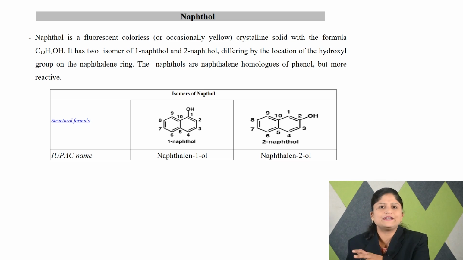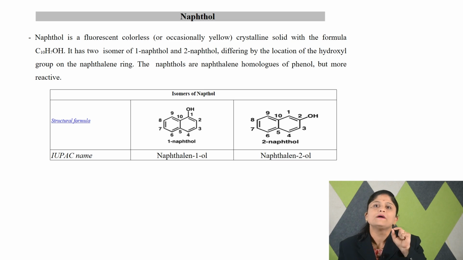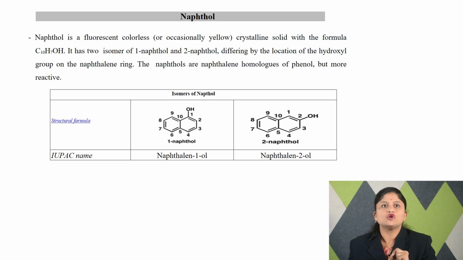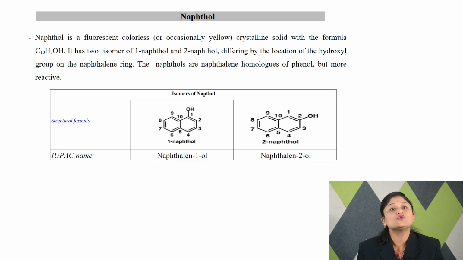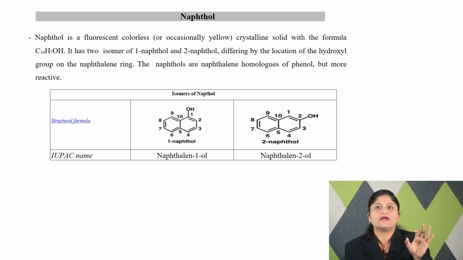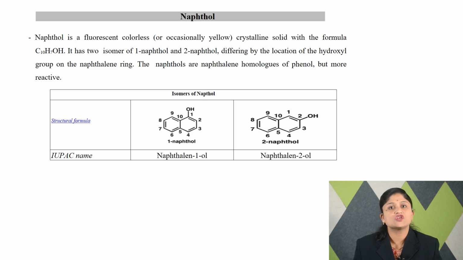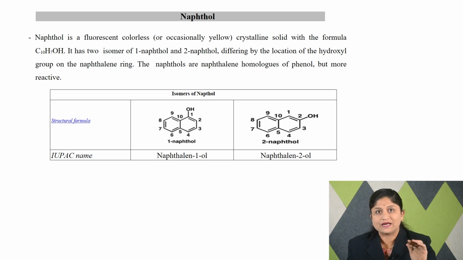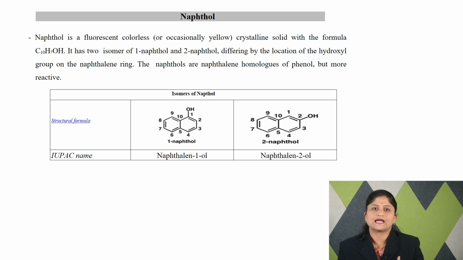Alpha naphthol is nominated as 1-naphthol and beta naphthol is nominated as 2-naphthol. Now, what is this naphthol actually? This is a fluorescent, colorless, crystalline solid which has two isomers, alpha naphthol and beta naphthol. They differ due to the location of the hydroxyl functional group, which is at the first position or the second position.